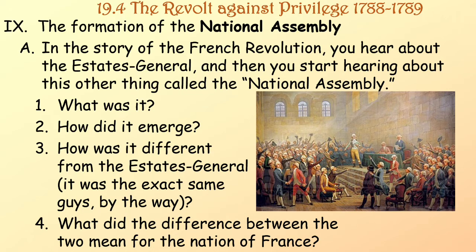The formation of the National Assembly. In the story of the French Revolution, you hear about the Estates General, and then you start hearing about this other thing called the National Assembly. What was it? How did it emerge? And how was it different from the Estates General? And it was basically the same guys, by the way. So what did the difference between the two mean for the nation of France?